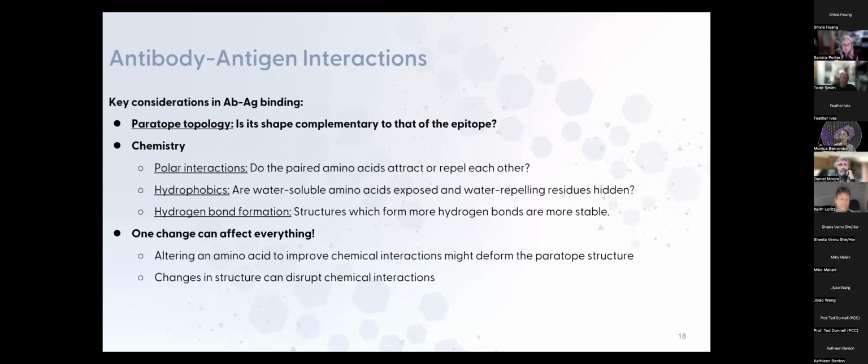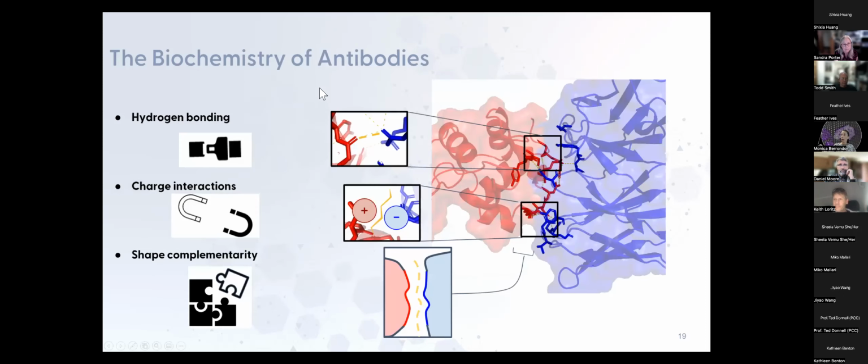So a little bit more about the biochemistry. There are a number of things that represent that. The first is hydrogen bonding, which is kind of like a seatbelt coming together. Then there are charge interactions, which are like two magnets coming together. And then the other one, which is not quite the biochemistry but more on the shape side, is shape complementarity. This is what I was talking about: do you find an opposing shape on the paratope to the epitope?